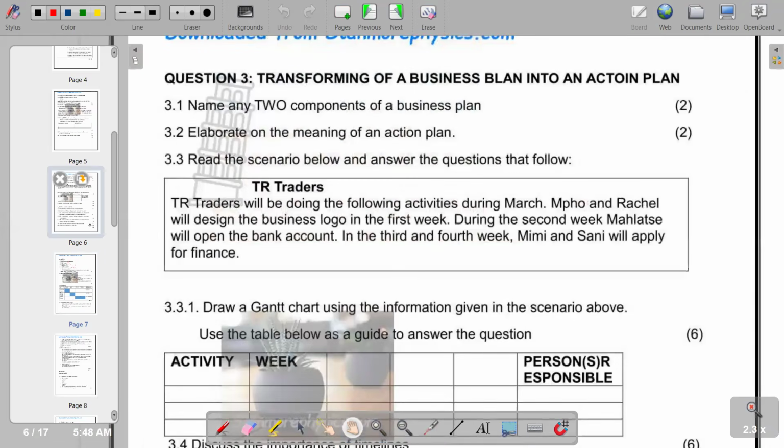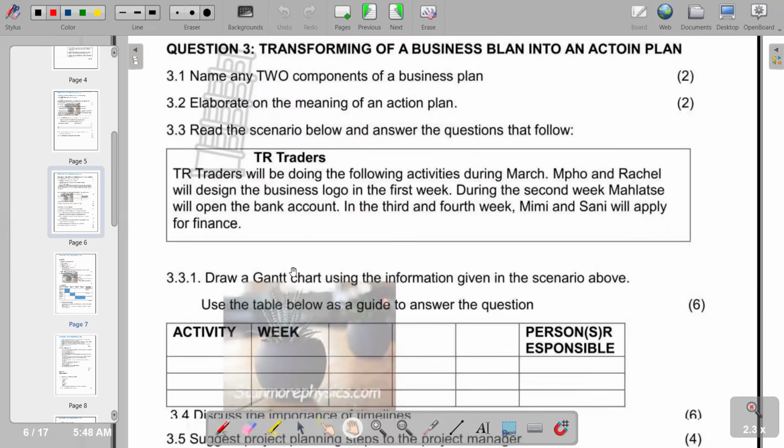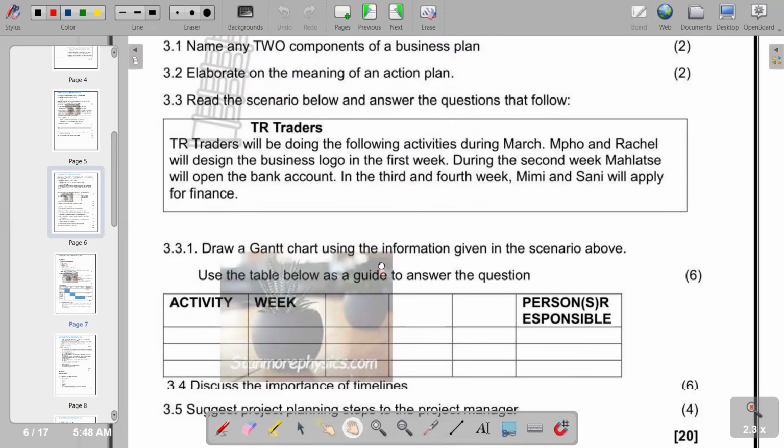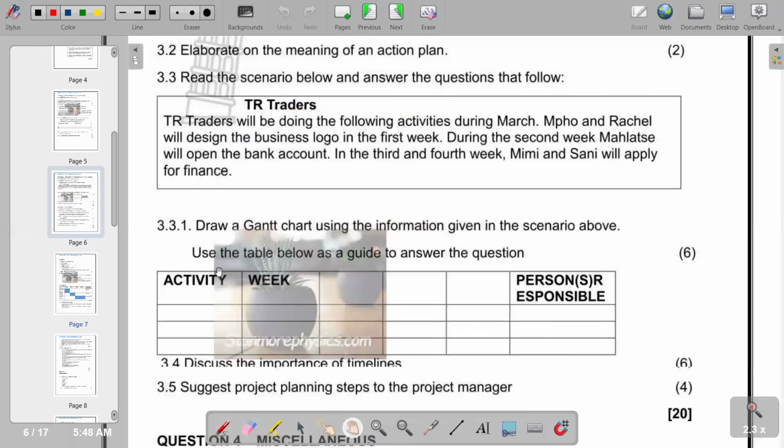Then we move on to the next question, which is 3.3. Read the scenario below and answer the questions that follow. We are given the scenario of Tiara Traders, and then 3.3.1, draw a Gantt chart using the information given in the scenario above. Use the table below as a guide to answer the question. So you are given activity, week, person responsible. So these are the columns that we are having.